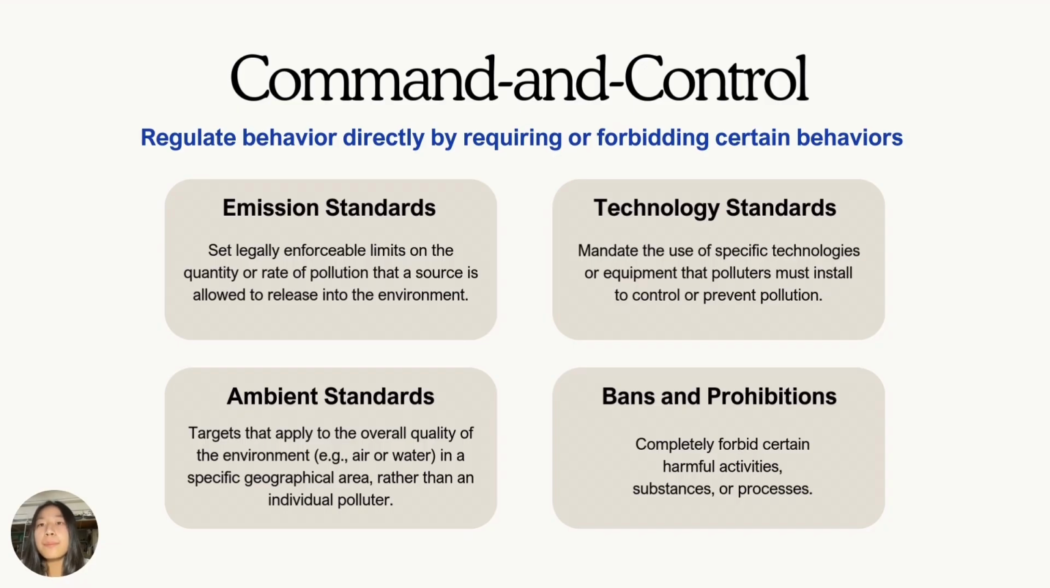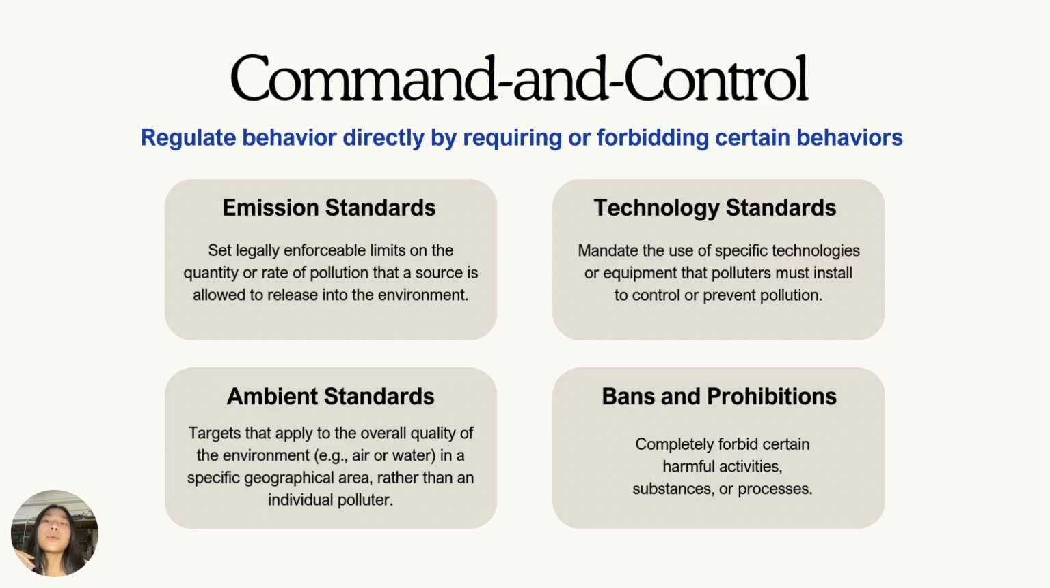So I have four examples here. First, the emission standards, where they set legally enforceable limits on the quantity or rate of pollution that a source is allowed to release into the environment. The other one is technology standards, where they mandate the use of specific technologies or equipment that polluters must install to control or prevent pollution. The third one is the ambient standards, where they set targets that apply to the overall quality of the environment in a specific geographical location.